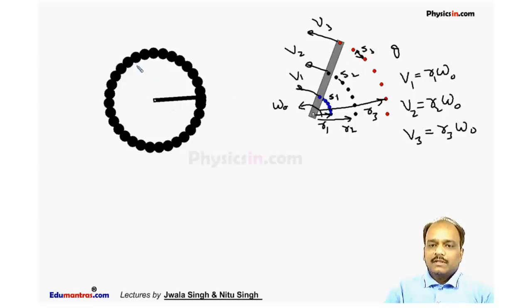If a particle is rotating with constant omega, it travels equal distance in equal time.